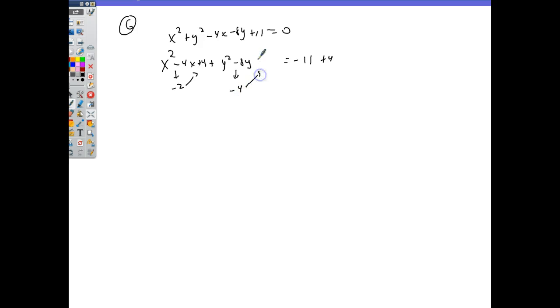Ooh, number 6. I have x squared plus y squared minus 4x minus 8y plus 11 equals 0. Agreed? So I'm going to move everything on the side. I'm going to get my x squared minus 4x, my y squared minus 8y, and move my negative 11 to the other side. Half a middle term. Negative 2 squared plus 4. Half, I have 4 here. Half a middle term. Negative 4 squared.